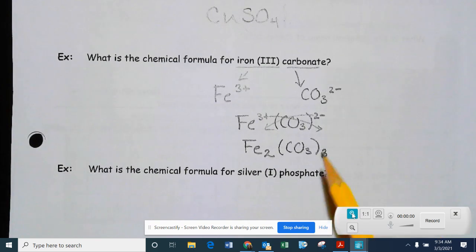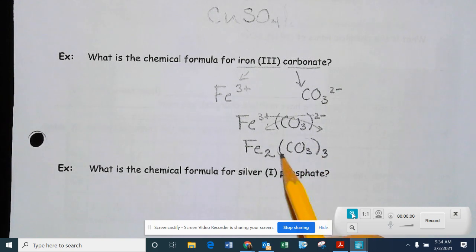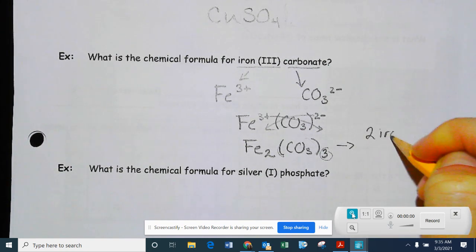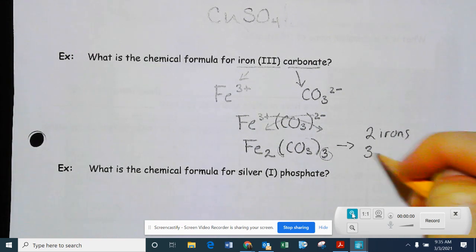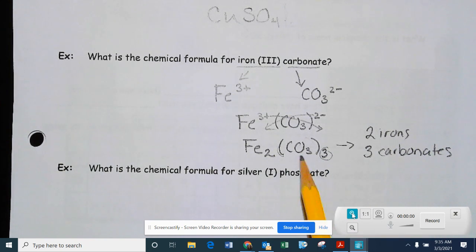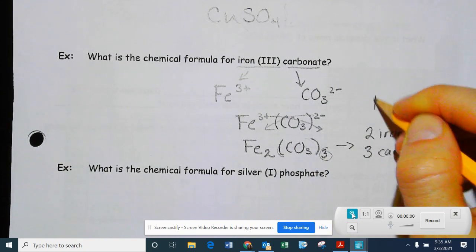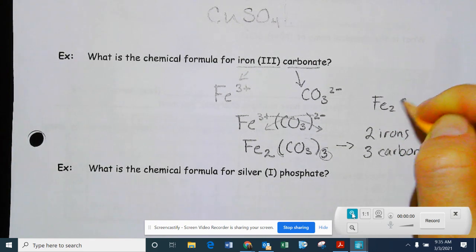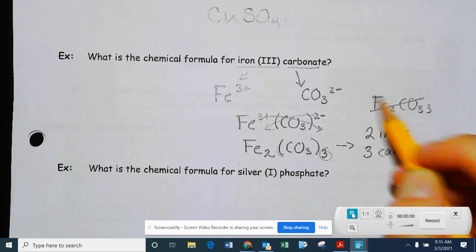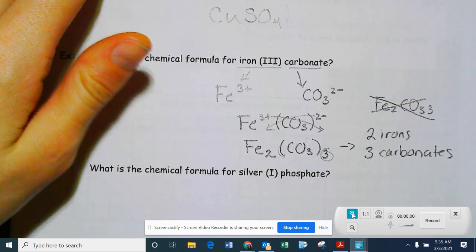So it's important that this is in brackets in this case because there's 3 carbonates. So what this tells me is there's 2 irons and 3 carbonates in this molecule. So that's why those brackets are important, is just so that we've got this number on the outside and it doesn't look like there's, if we were to just write it like this, it would look like there were 33 oxygens. So no, don't do that. Does that make sense for why we need the brackets?